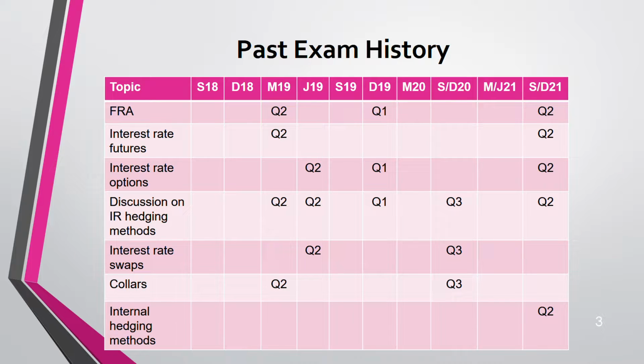Now, let us go to the past exam history and you can see it comes most of the time as question 2 and question 3. Mostly question 2 and question 1, I think it came in December 2019. FRA has been asked. In that same paper option is also asked, and future is also asked.